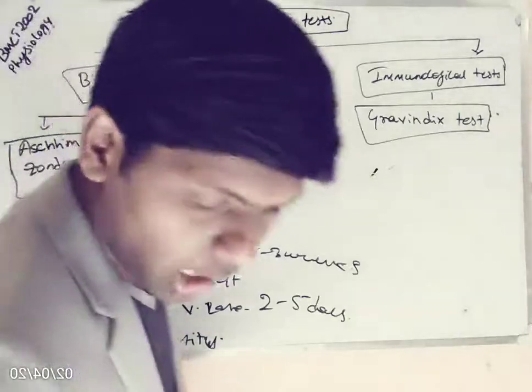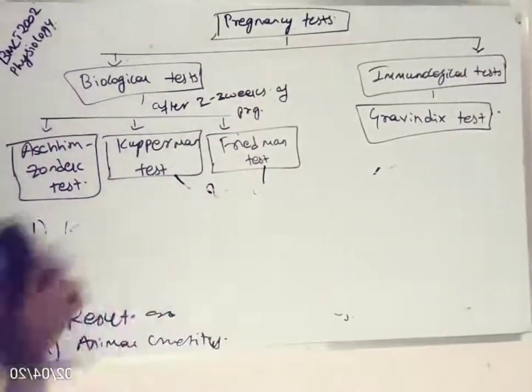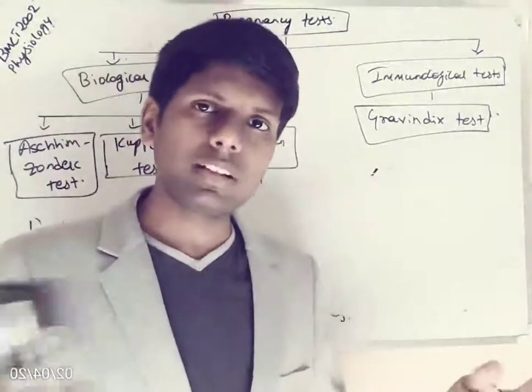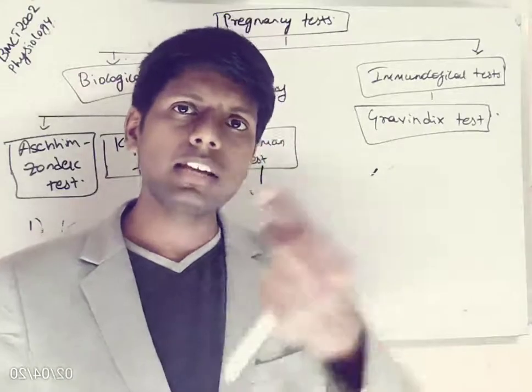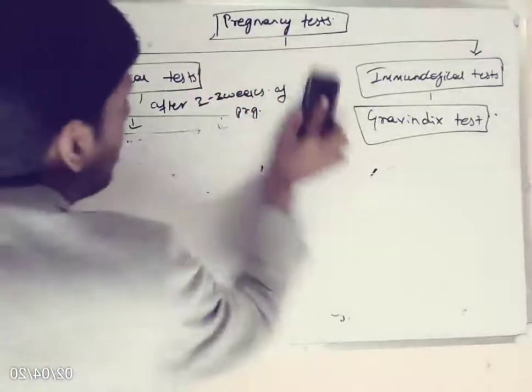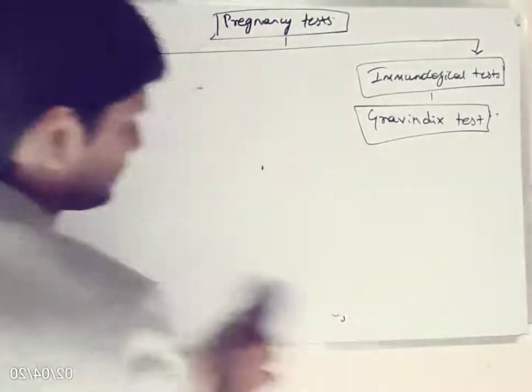Then we have immunological tests. In immunological tests, instead of using any animals, we can directly observe whether the woman is pregnant or not by taking a reagent. That reagent contains antibodies. So let me explain that procedure.